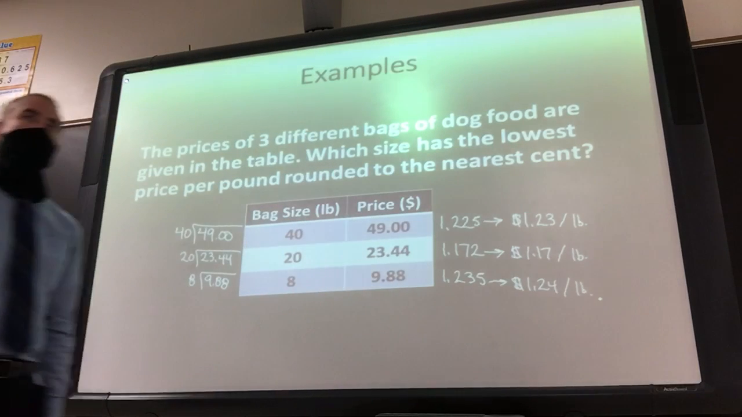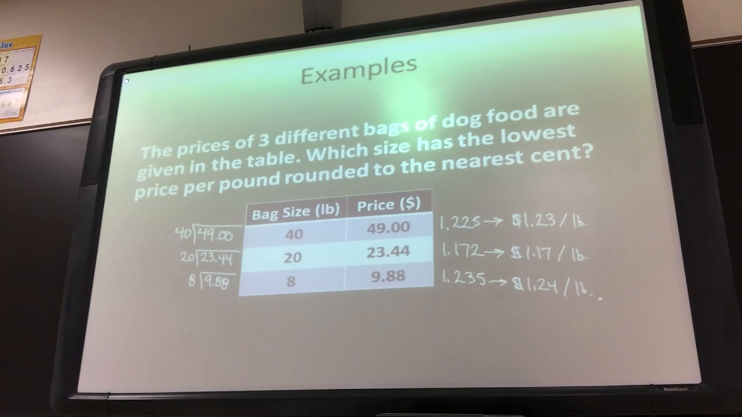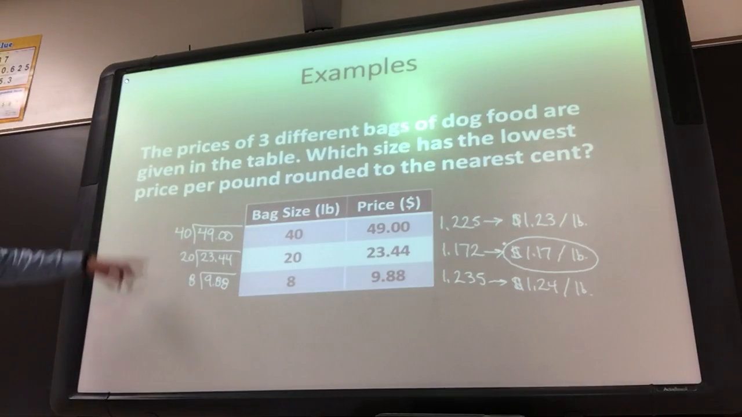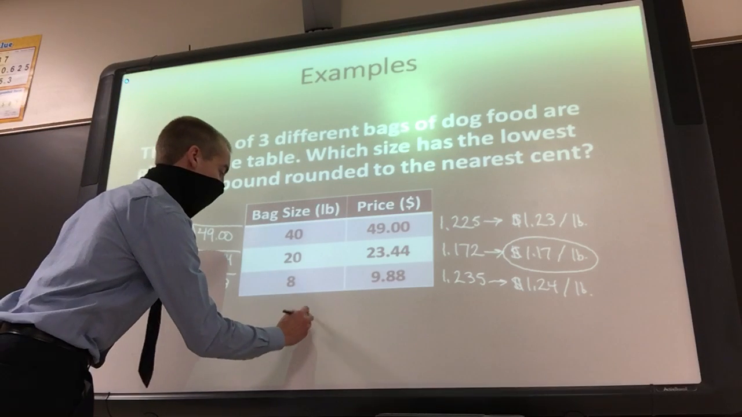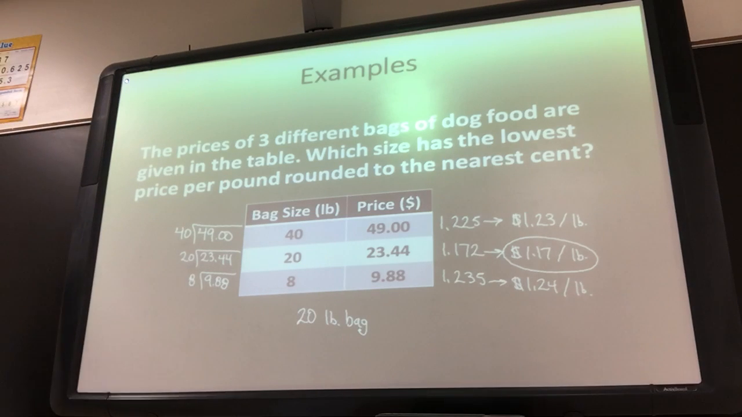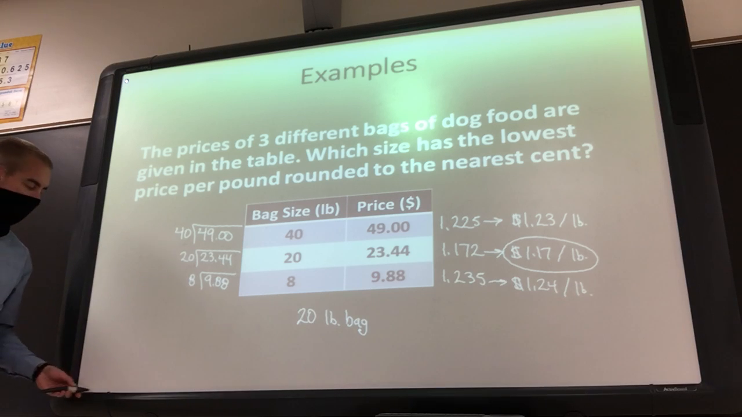So what's the best deal? Which one's the one that we should buy? If we want to save money, which one's the best one that we should buy? Alex? The 20-pound bag. It's the cheapest per pound. So that is the lowest price per pound, the 20-pound bag. Okay, any questions on that one? All right, so that's comparing different prices, using the unit price to compare and see which one's the cheapest.